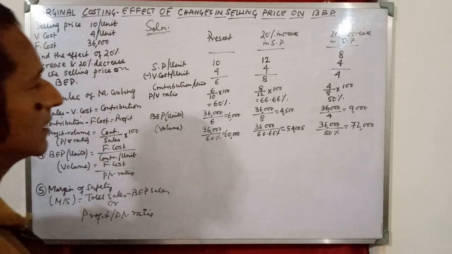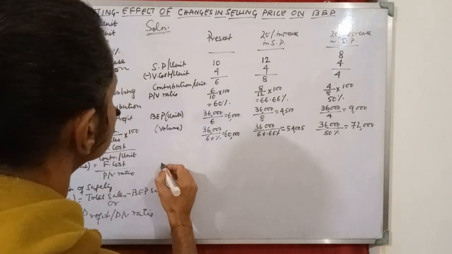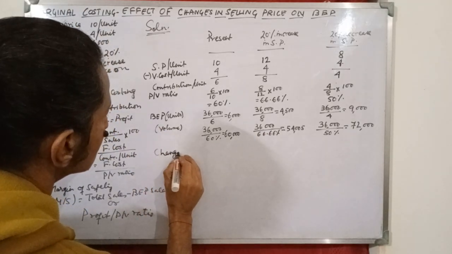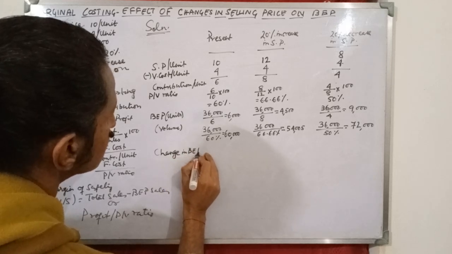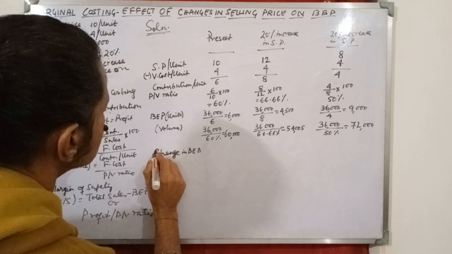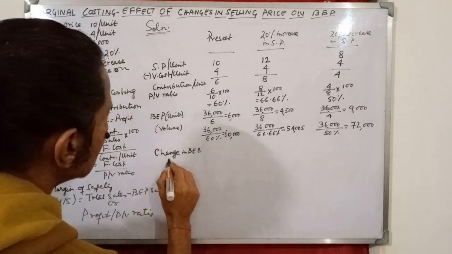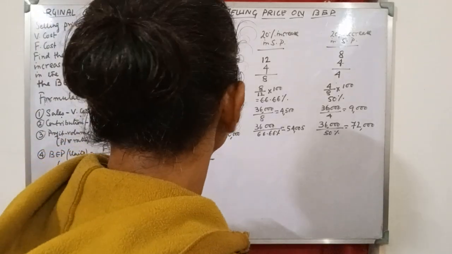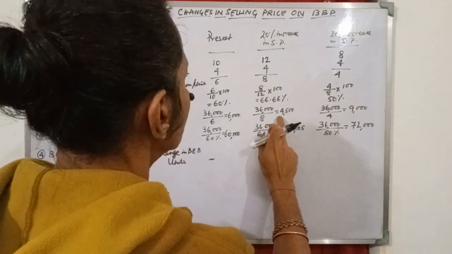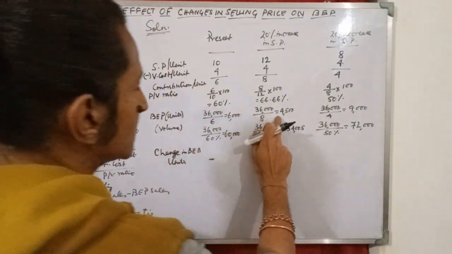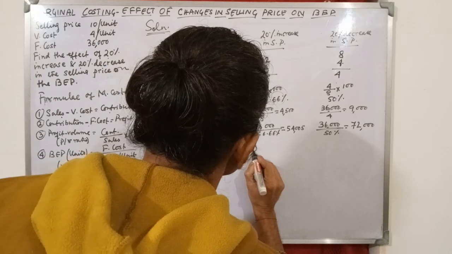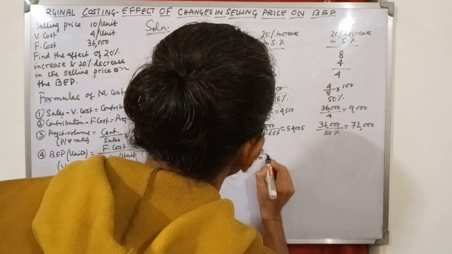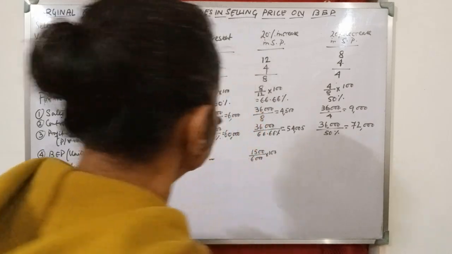Now we shall find out how the BEP is changing. So change in BEP in terms of units, it was 6,000, now it has become 4,500. So 6,000 minus 4,500 is 1,500. So 1,500 divided by 6,000 into 100. This is the percentage change.